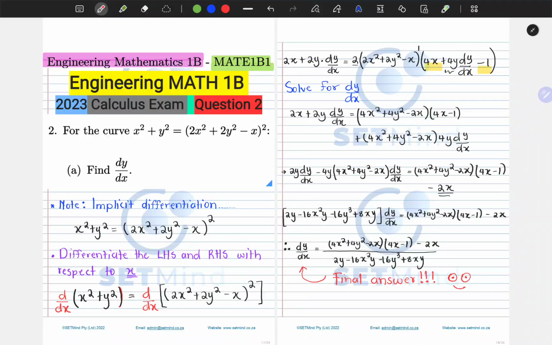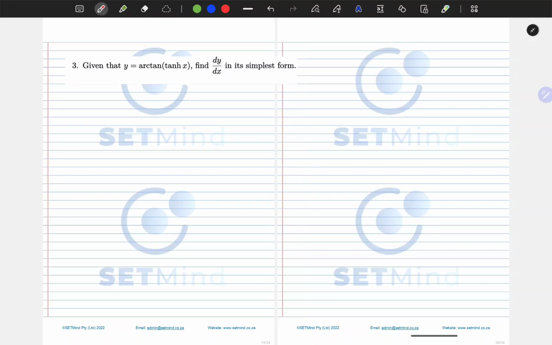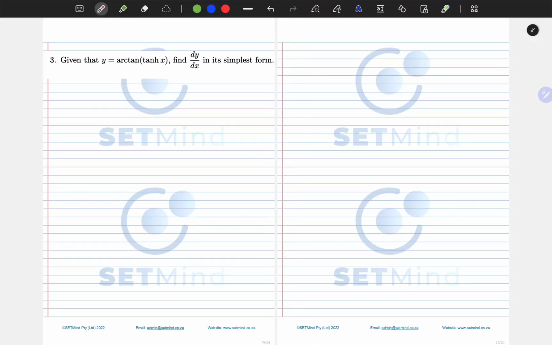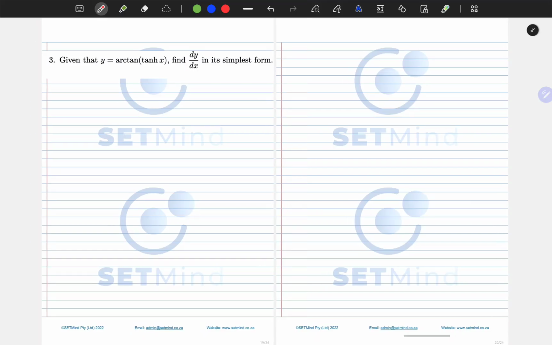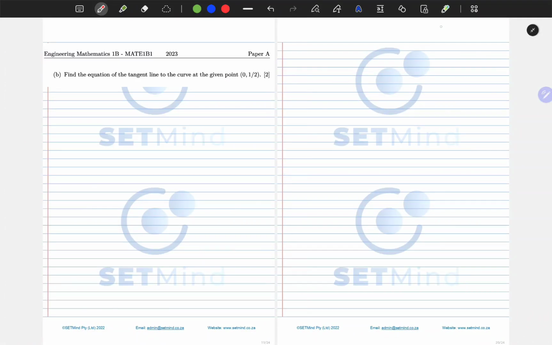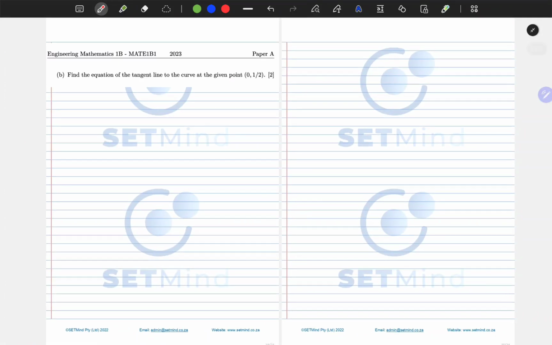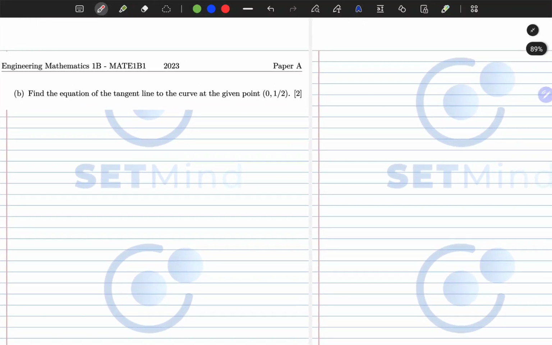So next we can go and have a look at question B and see what is expected of us. Sorry about that. This is actually question B, where we are required to find the equation of the tangent to the curve at a given point, which is (0, 1/2).